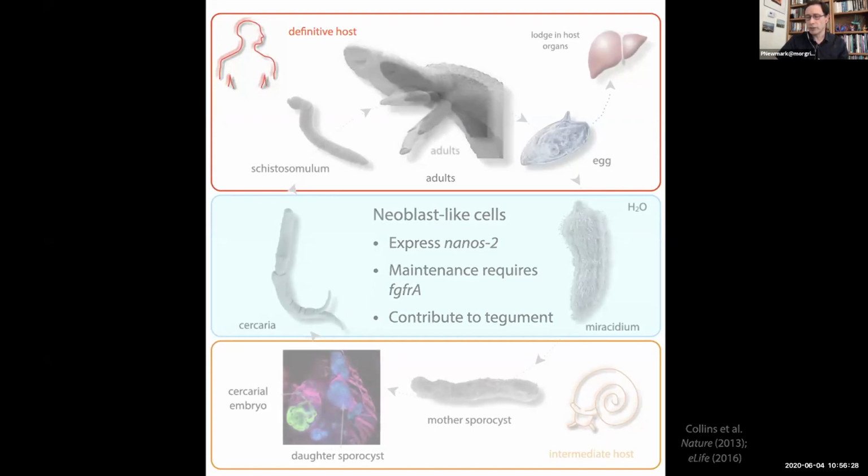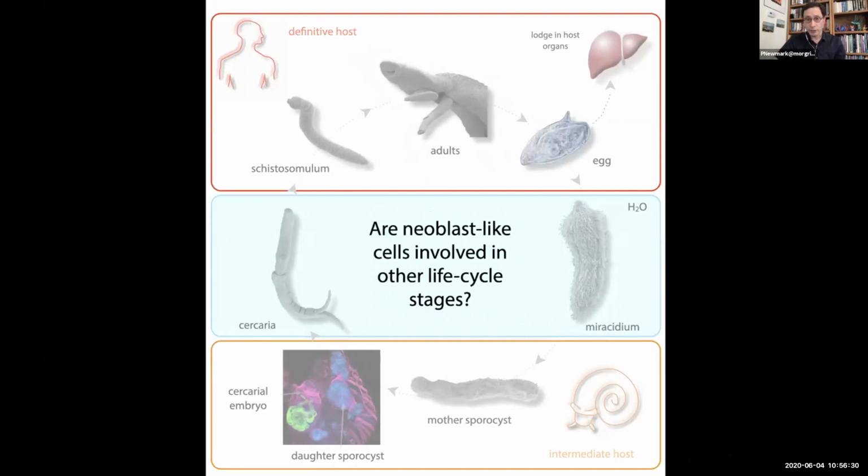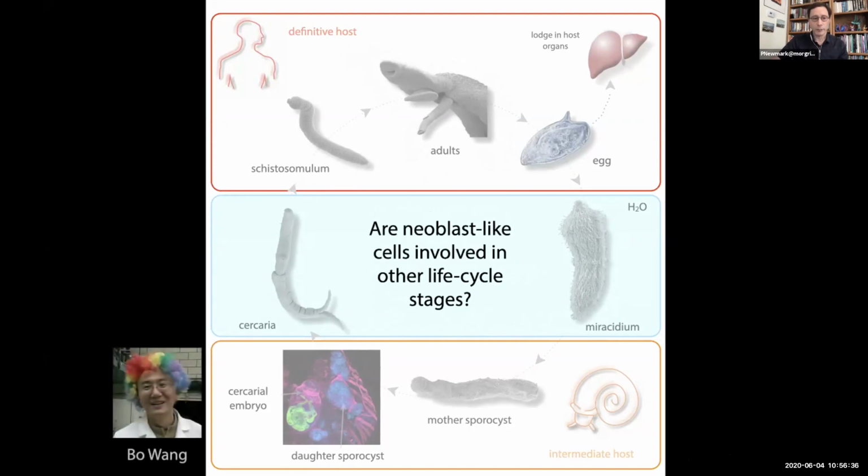Now, with the demonstration that there were such cells in the adult parasites, we wondered if these kinds of cells were playing other roles in the life cycle. And at this point, I was fortunate to have Bo Wong join the lab. So Bo actually doesn't normally have a rainbow colored afro, but when I asked for a photo of him, this is what he sent. So I get to use this for the rest of his career, which I'm enjoying doing. But Bo came to the lab with a background actually with a PhD in material sciences and engineering, and became interested in developmental biology and joined my lab.